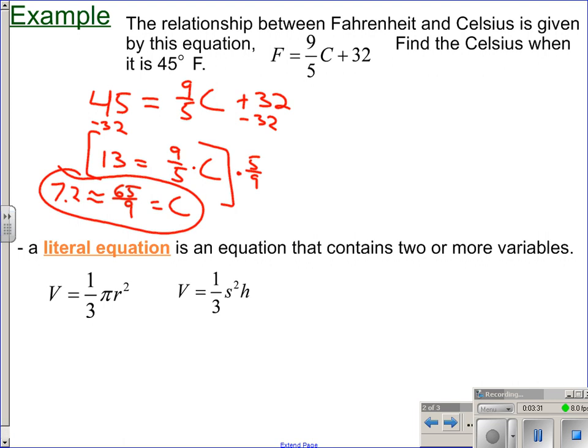All right. A literal equation. Kind of a weird name. I've really never heard of it. You don't use it all that often, but that's what it's called. Basically, you've got an equation that contains two or more variables. This equation here is the volume for a cone, 1/3 pi r squared h. You've got a variable V, you've got the variable r. This equation here is the equation for the volume of a square pyramid. So the base is a square, but shaped like a pyramid. It's got three variables, V, s, and h. These are called literal equations. Again, I don't use that term very often, but it's just an equation with a bunch of variables in it.